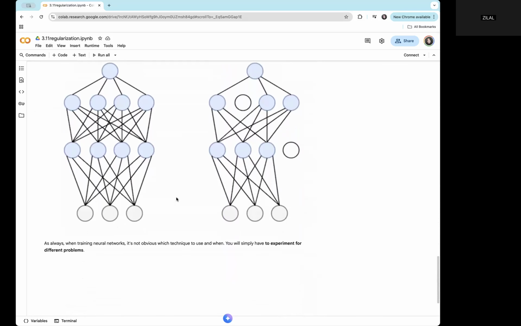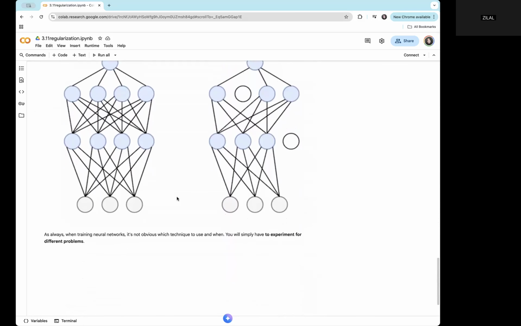As always, when training neural networks, it's not obvious which technique to use and when. You will simply have to experiment for different problems.